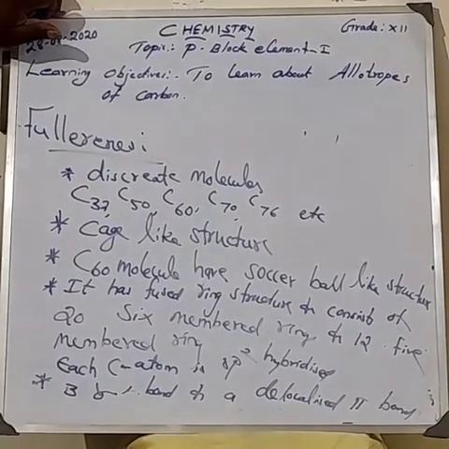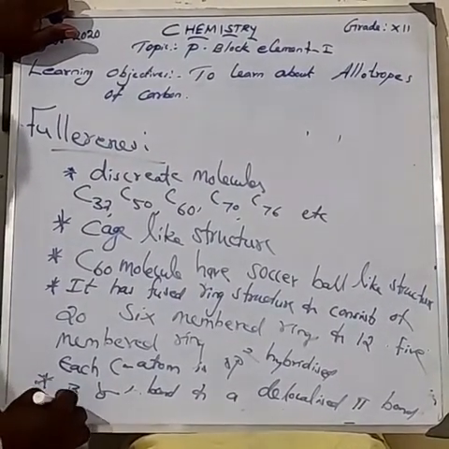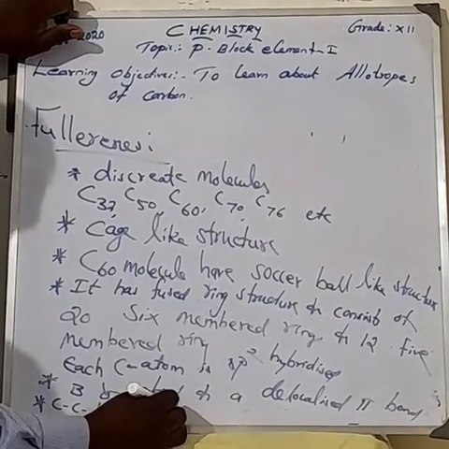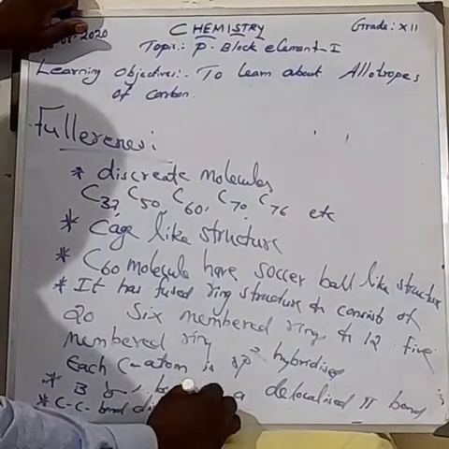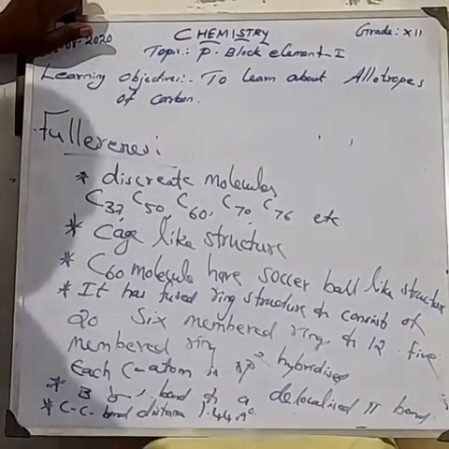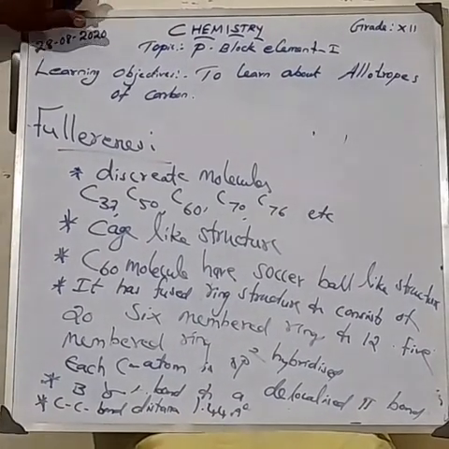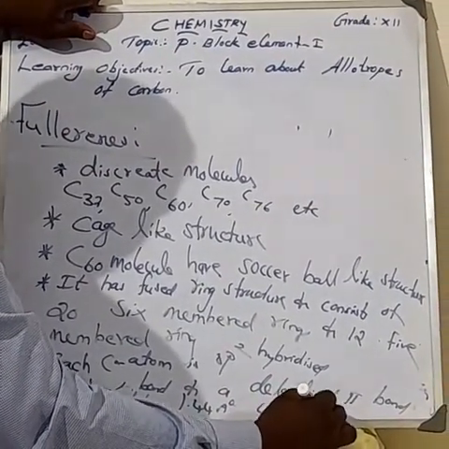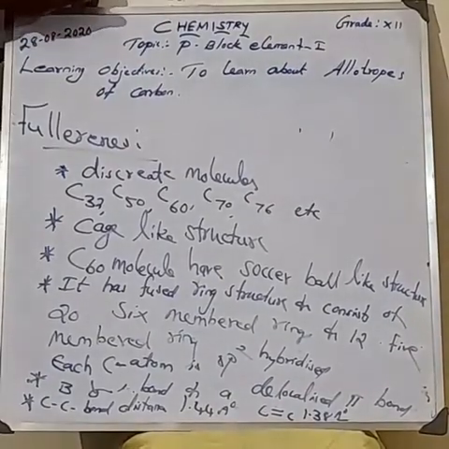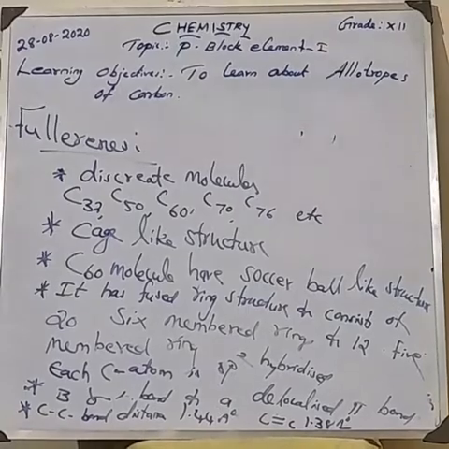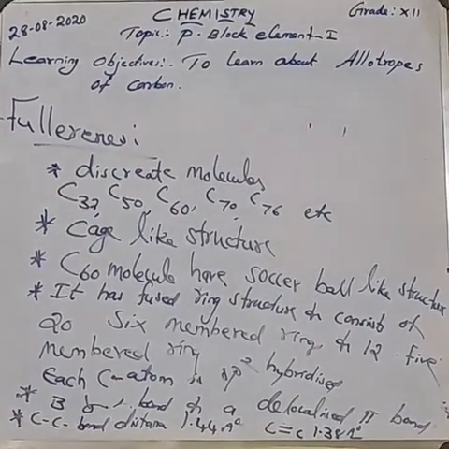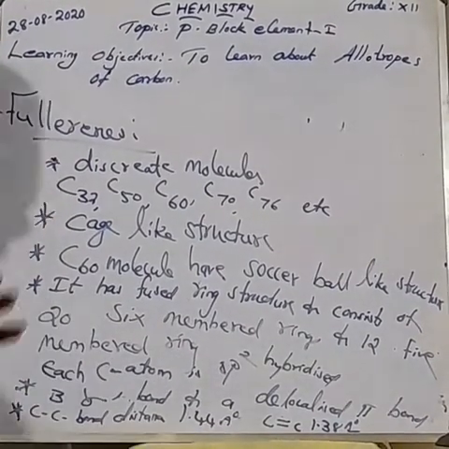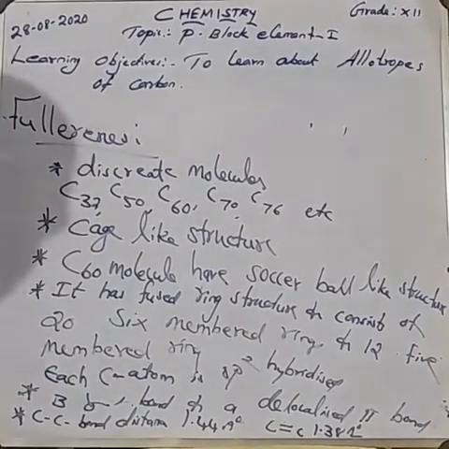Here the carbon-carbon bond distance is very important: 1.44 angstrom. Carbon double bond carbon is 1.38 angstrom, about the fullerenes. It's a very important question. Fullerenes: you should select any 5 points, that is enough. 5 or 6 points are enough. Maximum you should take 6 points.